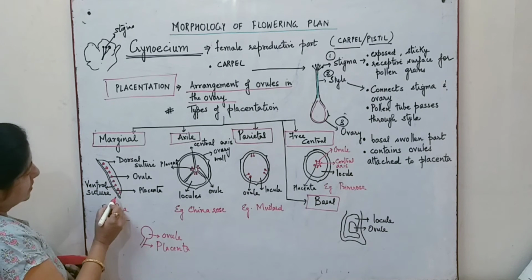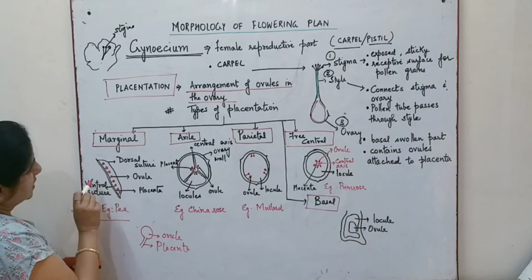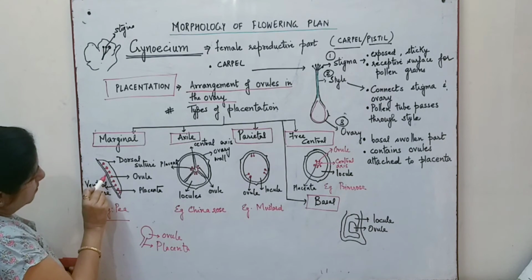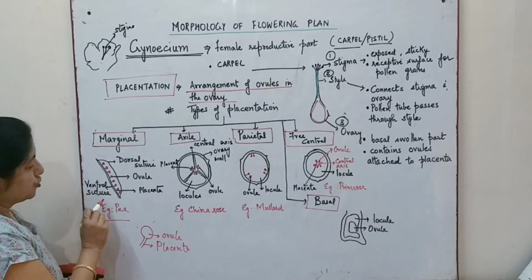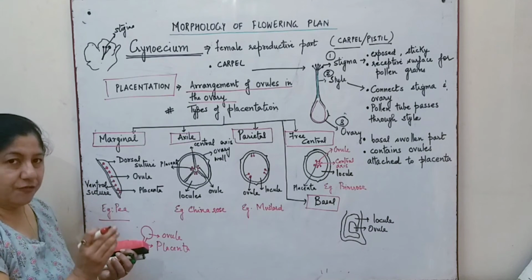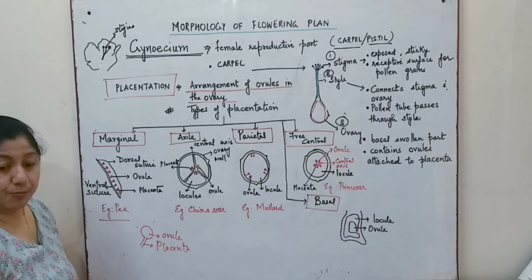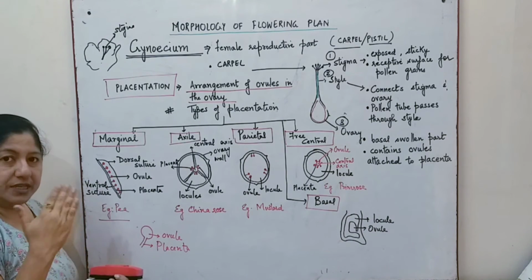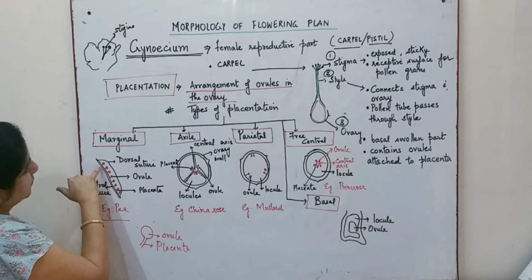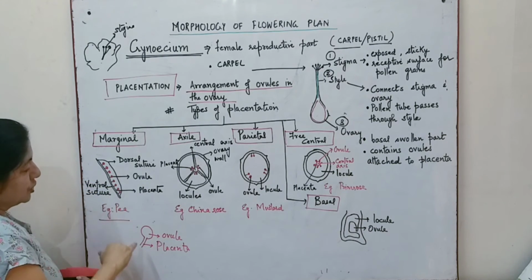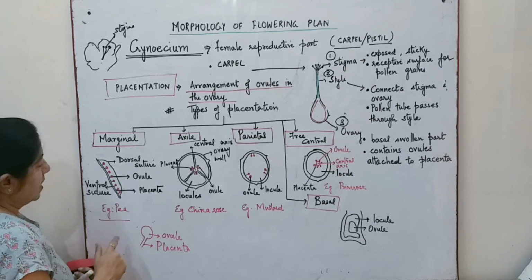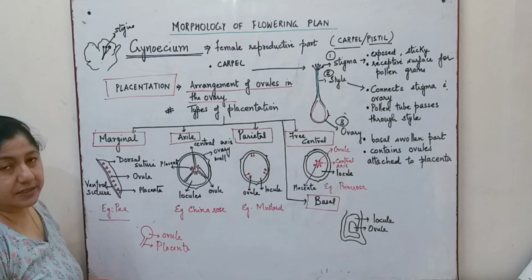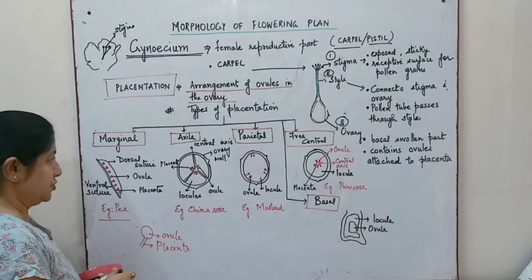So as you can see over here, in the case of marginal placentation, the ovules are attached to the margin, that is known as ventral suture, and the side of a pea where it is opening flap-like or book-like, the joint is the ventral suture, and the dorsal suture is the other end. So here you can find the ovules attached to the placenta. Example is pea, and since it is attached at the margins, that is why it is known as marginal placentation.